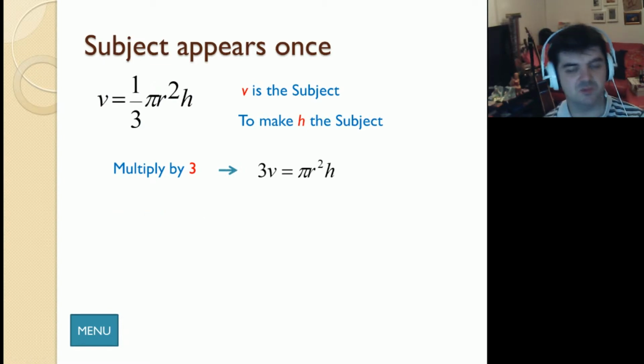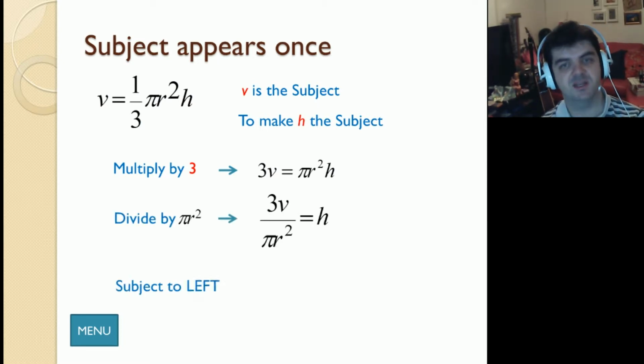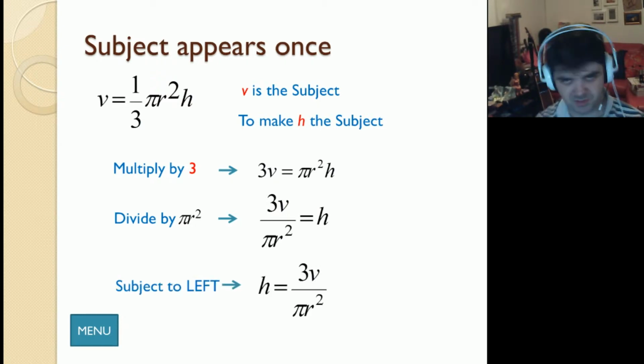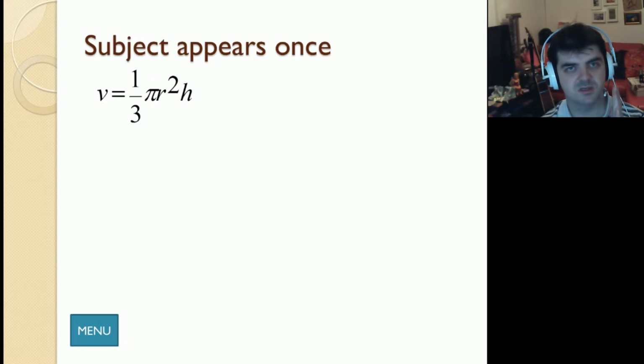We want h on its own, so we're going to move the pi r squared over the other side. What is the pi r squared doing to the h? It's multiplying by it. If we move it to the other side, it's going to become divided by it, and you'll get h equals 3V over pi r squared. Subject to left, just flip it around, and h equals 3V over pi r squared. Right? Not too bad at the moment.